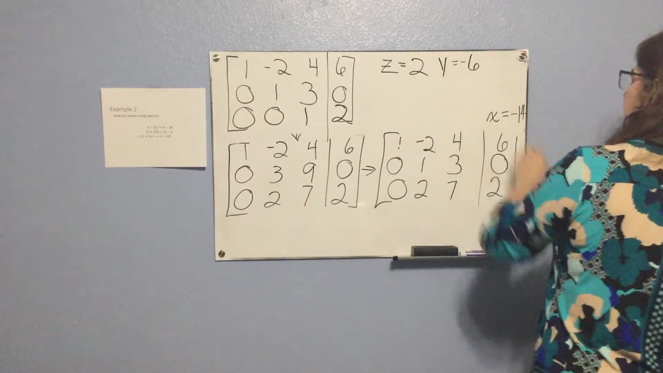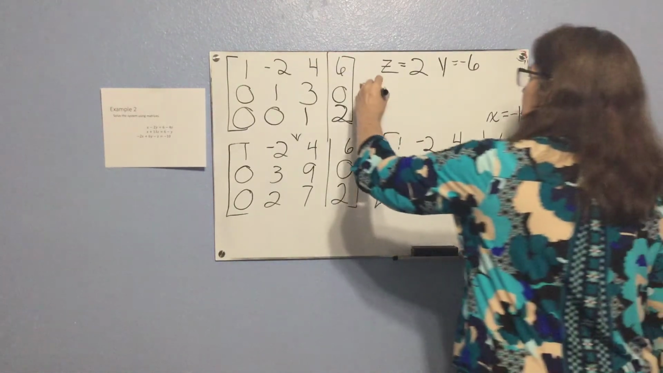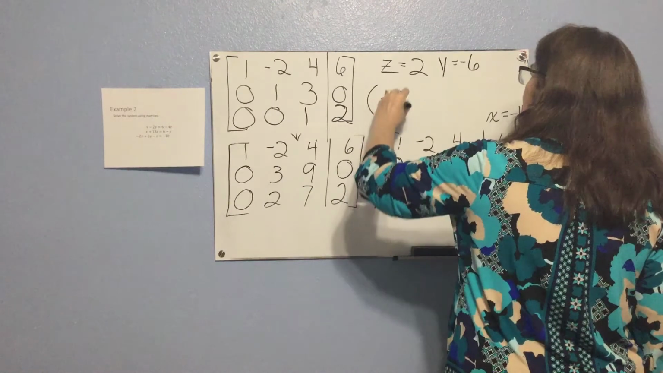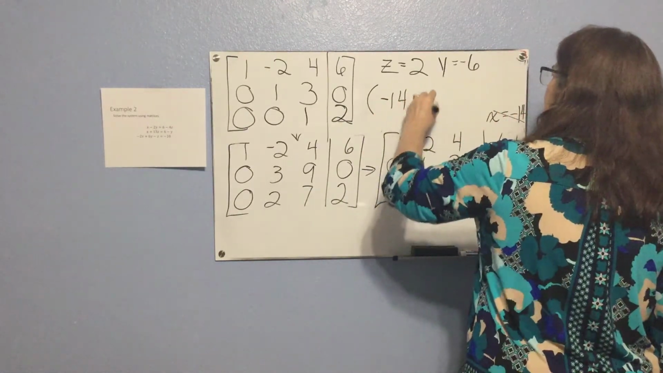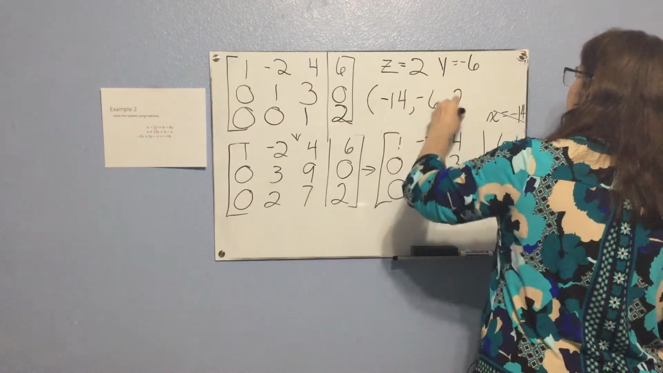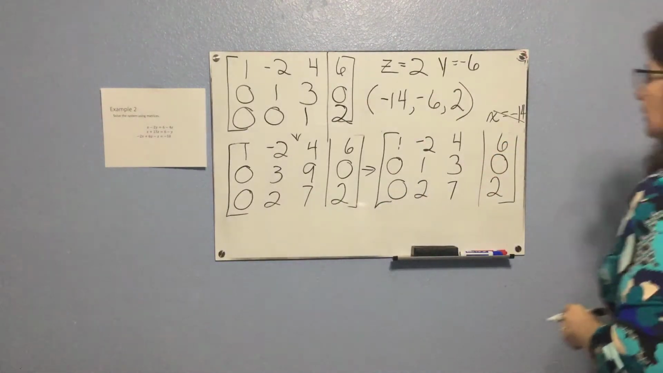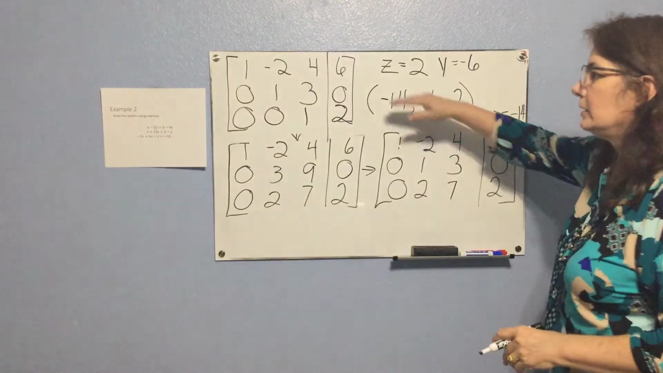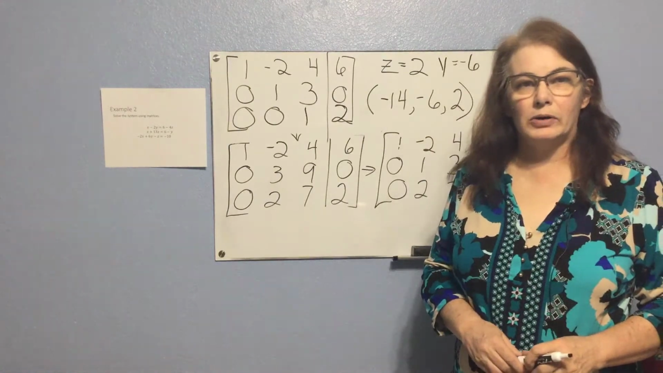So now to write my ordered triple, I want to write it in alphabetical order. So it's going to be negative 14, that's the x, negative 6, and 2. So I've just solved the system of equations using a matrix. Pause the video now and work on checkpoint 4.